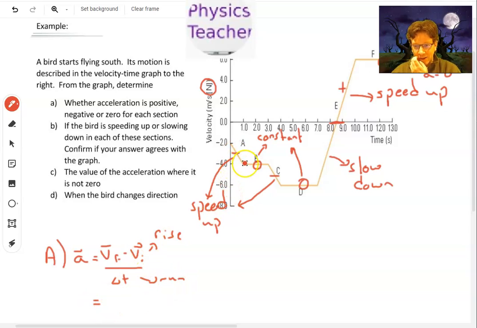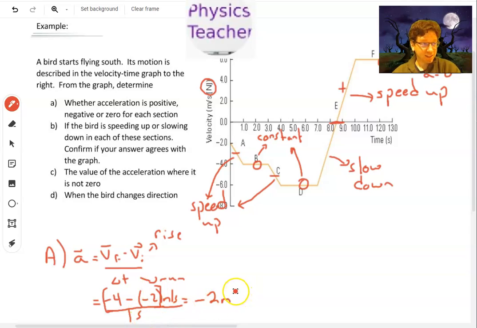So the rise, final is minus 4 minus initial, which is minus 2, all over our time interval of, well, between 0 and 1, so just 1 second. Now this is a double negative, so we get minus 4 plus 2, which is negative 2, divided by 1, which is negative 2. And then the units would be meters per second. So over here we have meters per second. And in our denominator we have seconds. So that's meters per second, or simply meters per second squared.